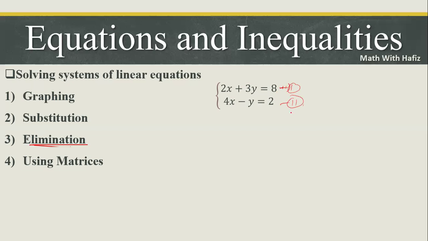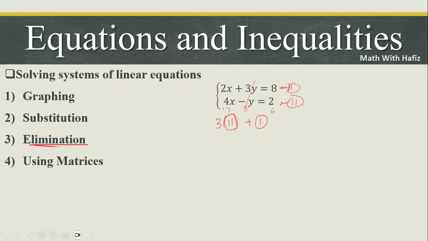Now, if I multiply equation number 2 by 3 and then add it with equation number 1, what will happen? This will be negative 3y, this will be 12x, and this will be 6. Negative 3y plus 3y, they will cancel out. Then you have eliminated y. You just have an x, you can solve it.